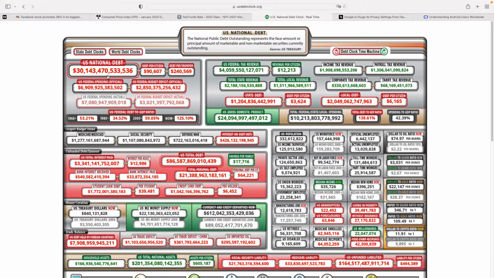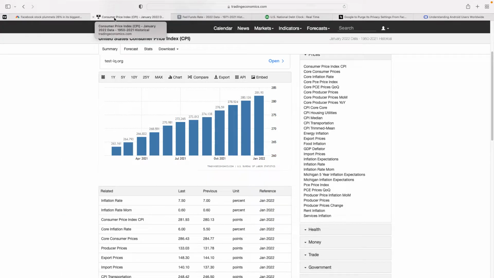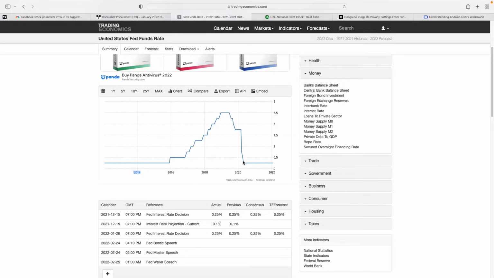And coming here, you can see the US national debt is sitting at 30 trillion. The debt per citizen is sitting at 90,607 as well. So basically, Joe Biden as well as Jerome Powell, they've created this platform, since the pandemic started in 2020, where they dropped interest rates so that they can encourage people to make debt at such low interest rates.